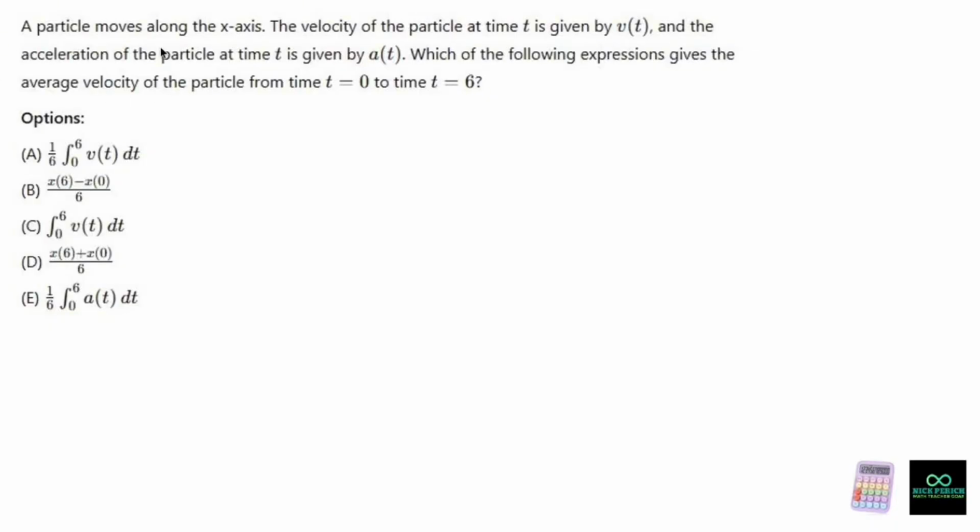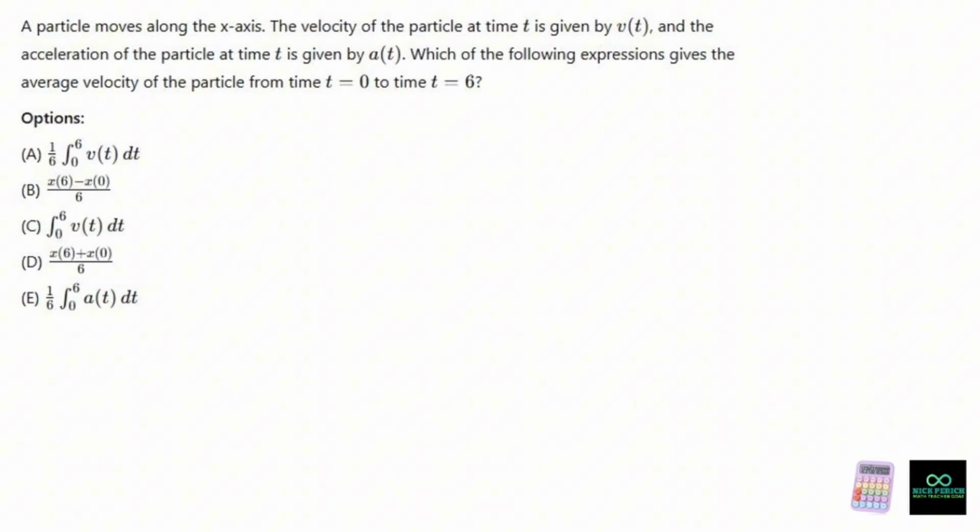A particle moves along the x-axis. The velocity of the particle at time t is given by v of t, and the acceleration of the particle at time t is given by a of t. Which of the following expressions gives the average velocity of the particle from time t equals 0 to time t equals 6? All right. So what we need is to bring up the average value formula.